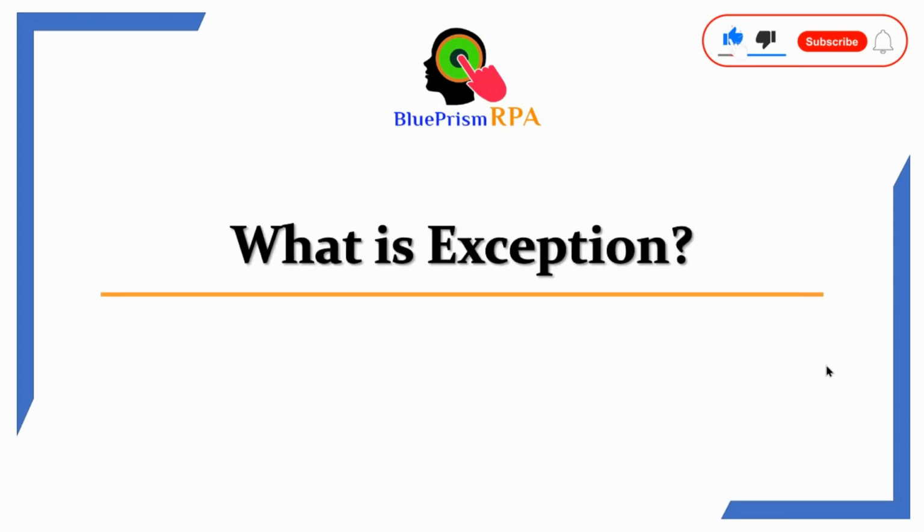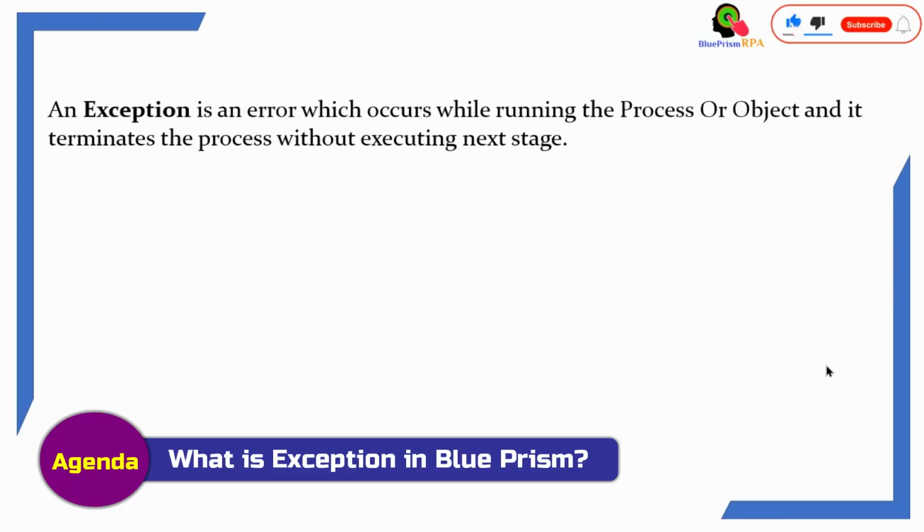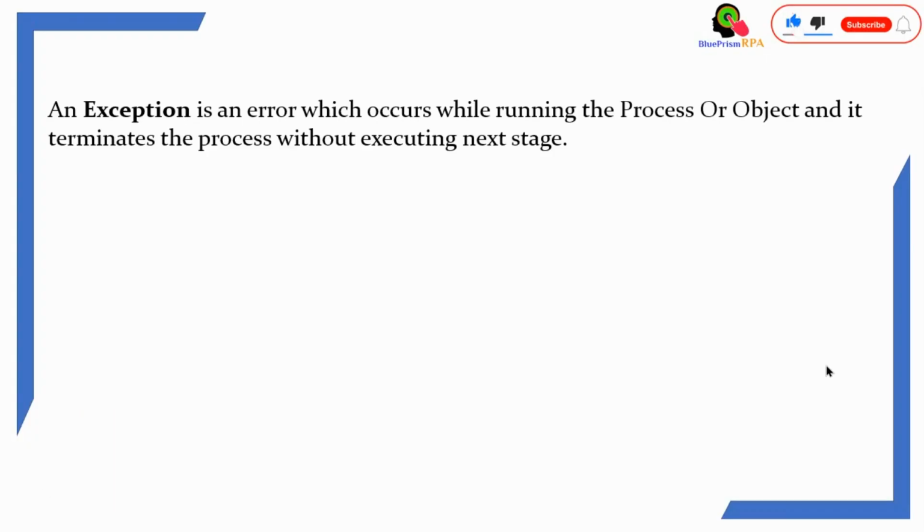In this video, we'll talk about what an exception is. An exception is an error which occurs while running the process or objects, and it terminates the process without executing the next stage. That is called an exception.